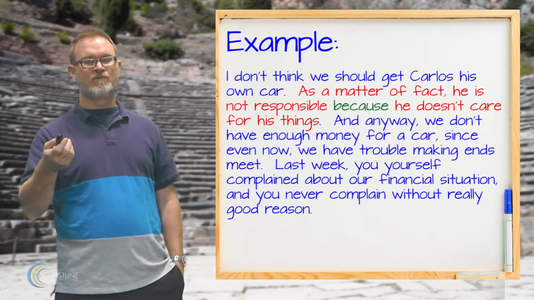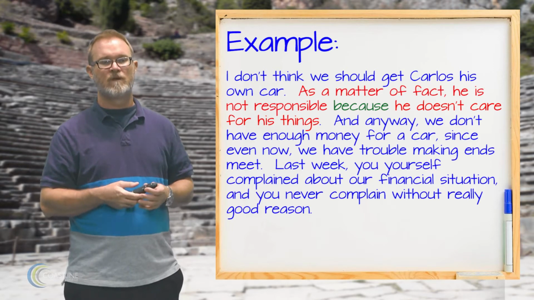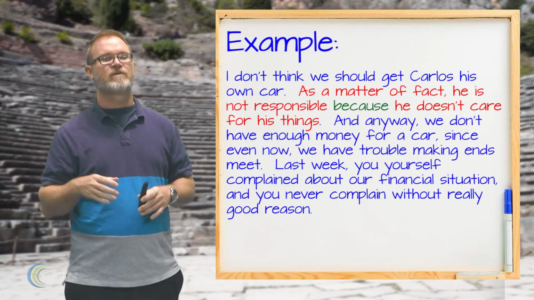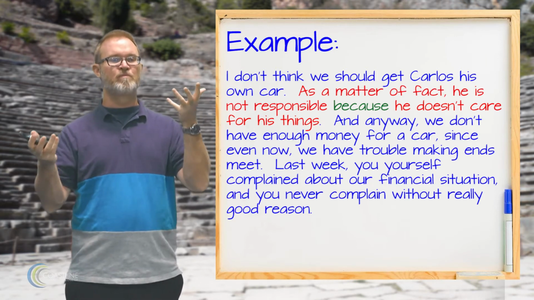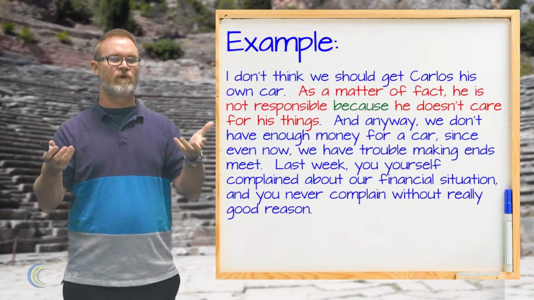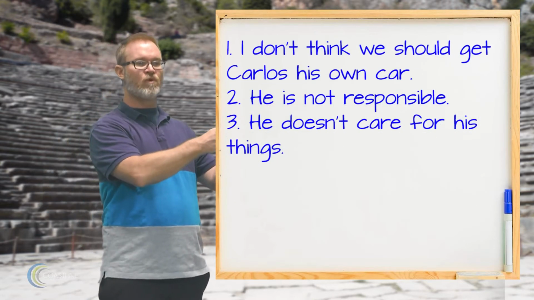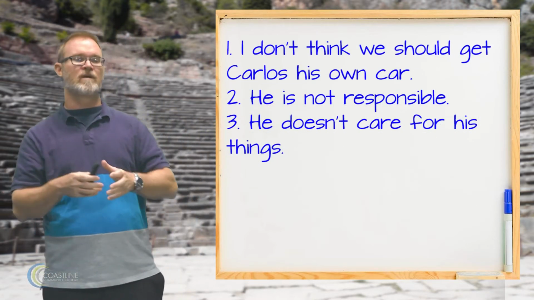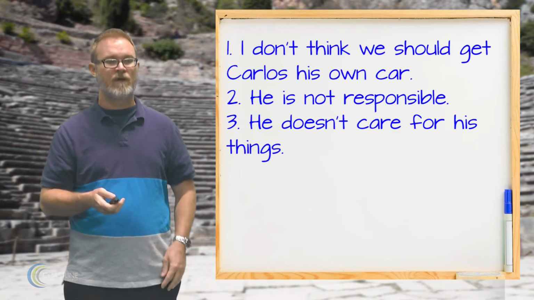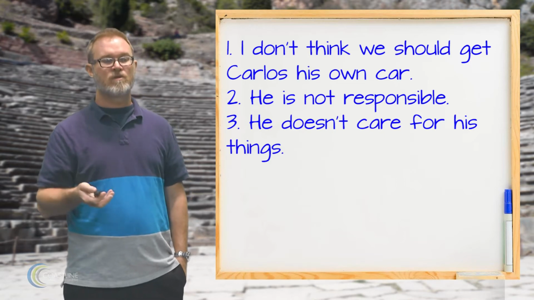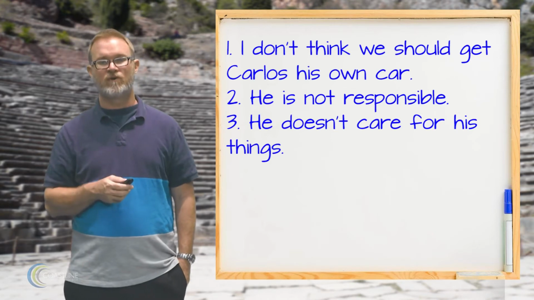Now, the next sentence, it says, "As a matter of fact, he's not responsible because he doesn't care for his things." And so we're going to actually include both of those in our list at this point. So you have 2 here, he is not responsible, that's what's right before the "because," and then what follows the "because," he doesn't care for his things, will go as third in our list. Okay, so far our list includes 3 things. I don't think we should get Carlos his own car. He's not responsible, and he doesn't care for his things.